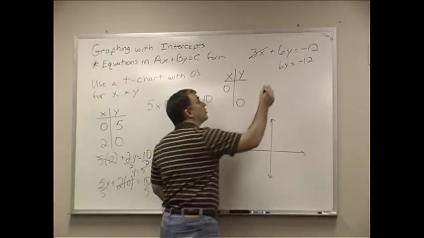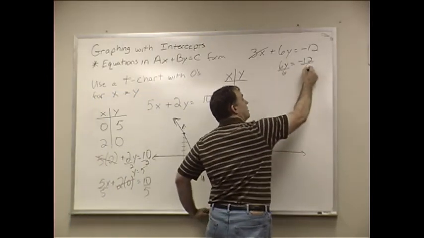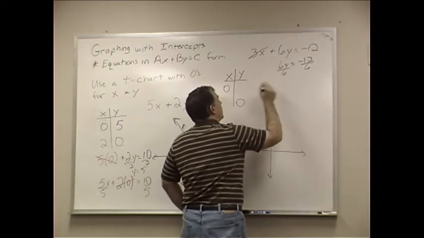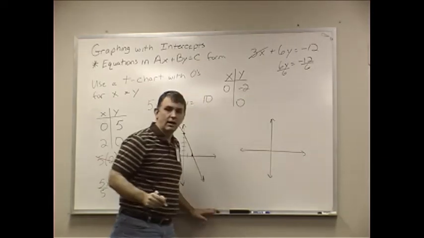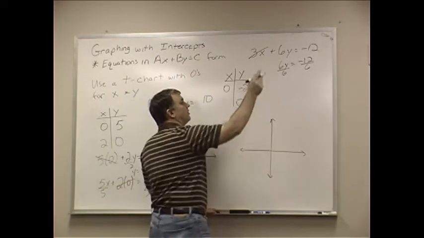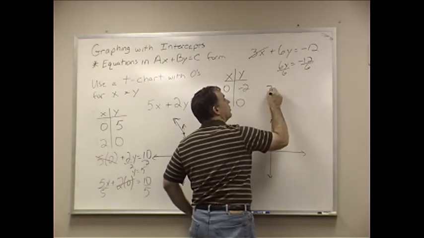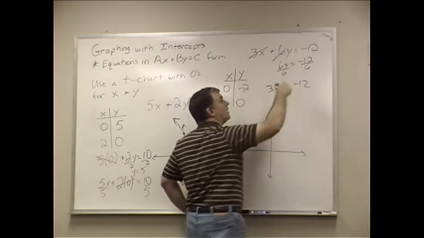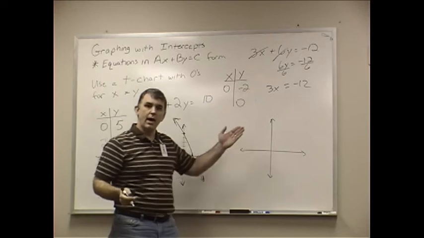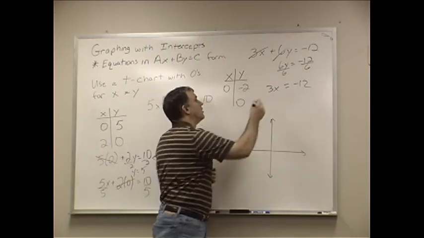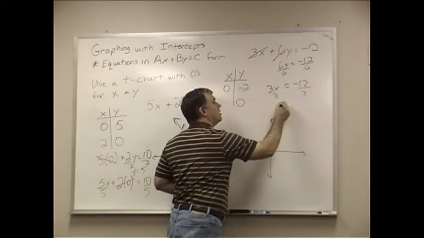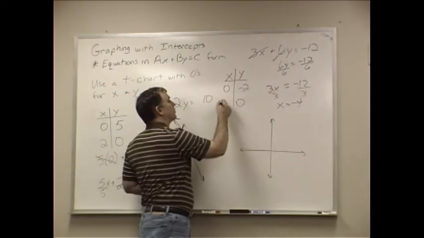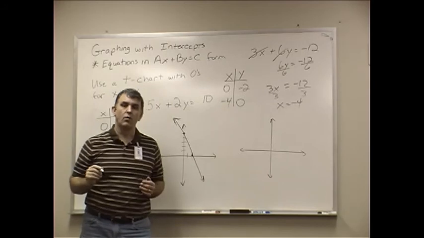A lot of you could just solve this in your head. Divide both sides by 6. Negative 12 divided by 6 is negative 2. And then the same thing is true here. You're just going to solve 3x equals negative 12, because that 6y will go away with the second one. Divide both sides by 3. X equals negative 4. I'm going to put in negative 4 there.